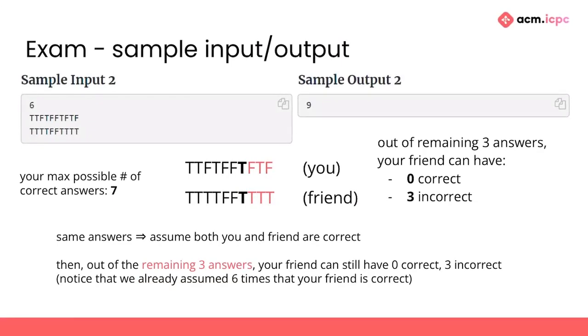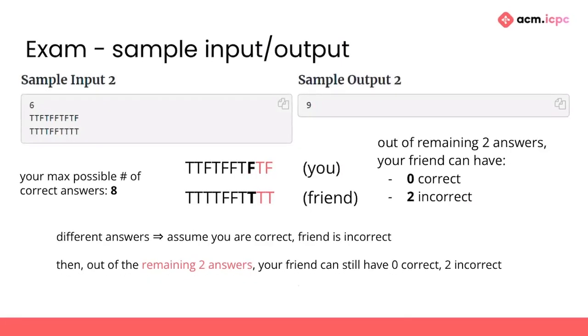And here, look at the 7th letter. At this point, we have 3 remaining answers, and notice that we already assumed 6 times that your friend is correct. This implies that we can no longer assume for the future answers that your friend is correct. So for the remaining 3 letters, we can only assume that your friend is incorrect, and we'll increment our final answer count based on this. So again, at the 8th letter, there are different answers, and you can assume that you're correct and your friend is incorrect.